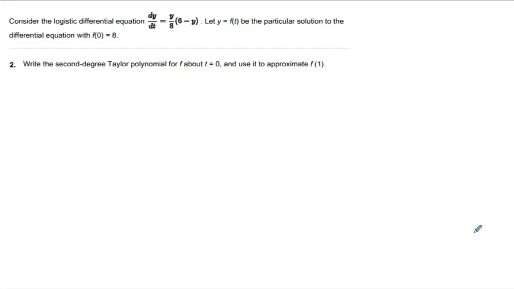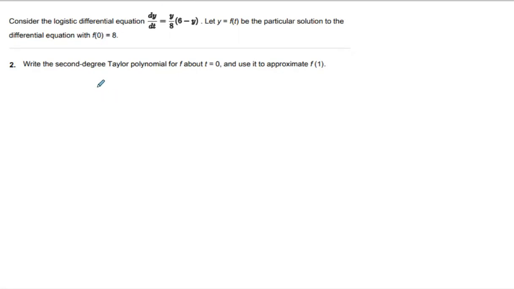Now we're going to take a look at question number 2. And question number 2 asked us, give me 1 second, everybody. Sorry about that, something dropped. Okay, so we're looking for a second degree Taylor polynomial, and this time they're giving us the derivative of the function, y is equal to f of t, and they give us one value of this function, f of 0.